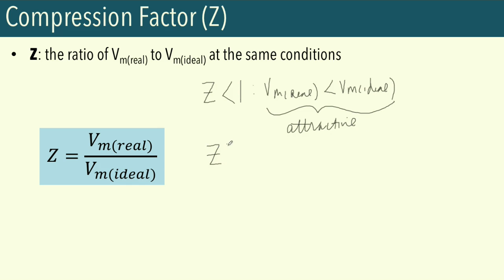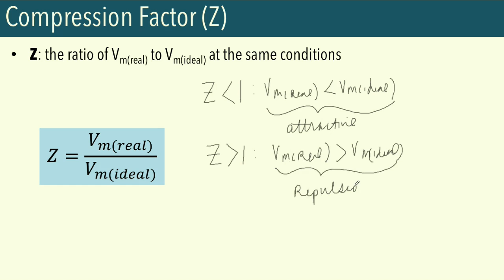So when Z is greater than 1, this implies that the real gas volume is greater than that predicted by the ideal gas equation. So since the real gas volume is larger, it becomes less compressible, therefore repulsions dominate. Of course, when Z is equal to 1, this implies that our real gas volume is equal to our ideal gas volume. So we'll see which conditions this could occur.